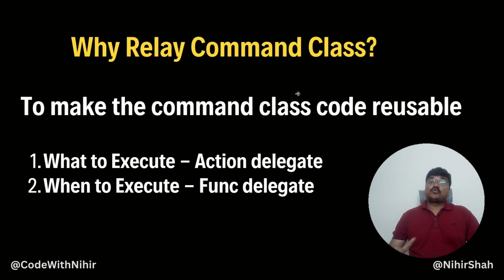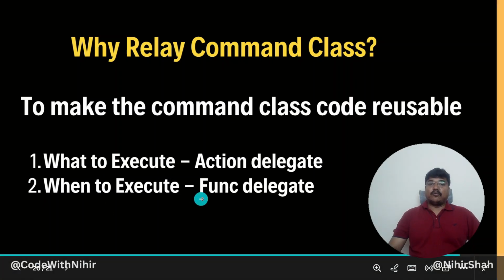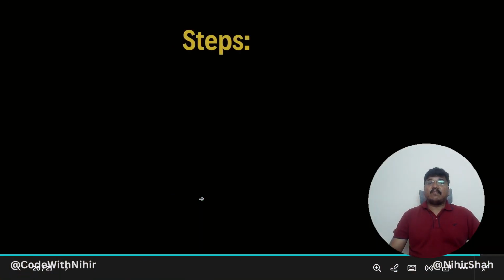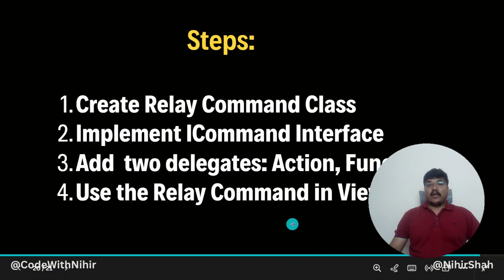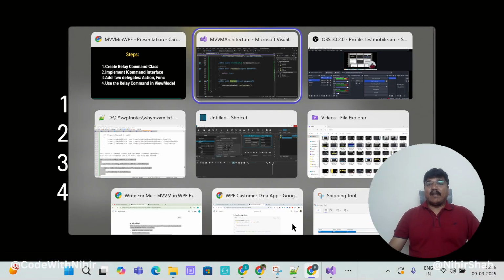So I hope you understood why we require the relay command. To make the command class more reusable, we require what to execute, and when to execute. Now, how to create the relay command? These are the steps. First, we will create the relay command class. Then we will implement the ICommand interface. Then we will add the 2 delegates in the relay command. And then we will use the relay command in the view model. Let's see that at the code level now.